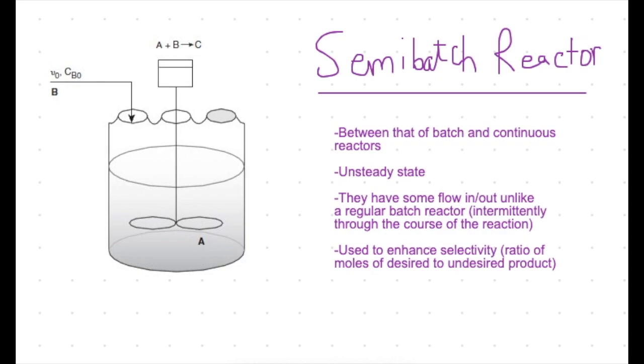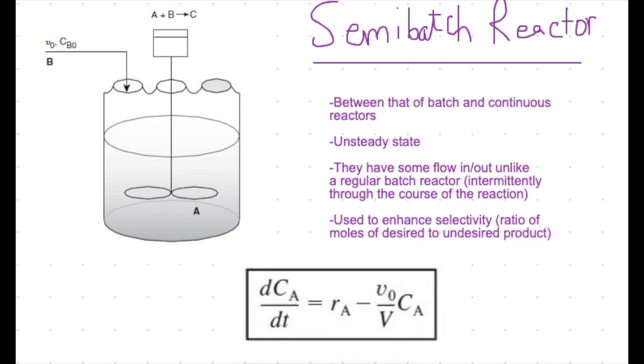Usually, semi-batch reactors are used to enhance selectivity of our product. So at the end of a reaction, you don't always achieve 100% of the product you want. There is usually some undesired product made. The ratio of moles of your desired to your undesired product is your selectivity. And obviously, you want to have the highest amount of desired product, so we use semi-batch reactors to enhance our selectivity. Without going through all the math, one of the main equations that you should know for semi-batch reactors is the differential of the concentration of species A with respect to time equals the rate of reaction of species A minus the initial volumetric flow rate divided by volume times the concentration of A.